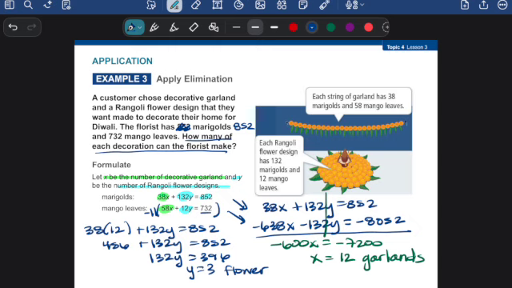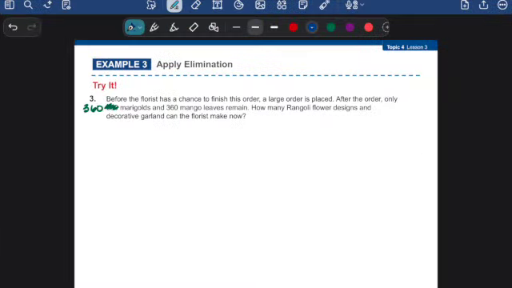Okay. So our solution, I'll write it up here, if we were to write it as an ordered pair, would be 12, 3. Make sure you keep track of your variables. Don't mix them up. For try it number 3, before the florist has a chance to finish his order, a large order is placed. After the order, only 360 marigolds and 360 mango leaves remain. So now we have different constraints, different limits. How many rainbow flower designs and decorative garlands can the florist make now?